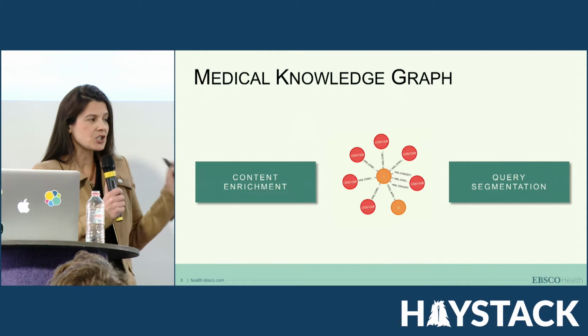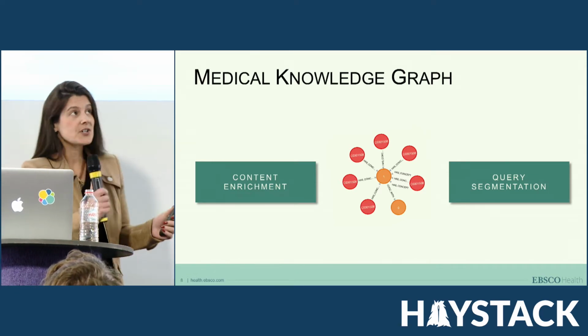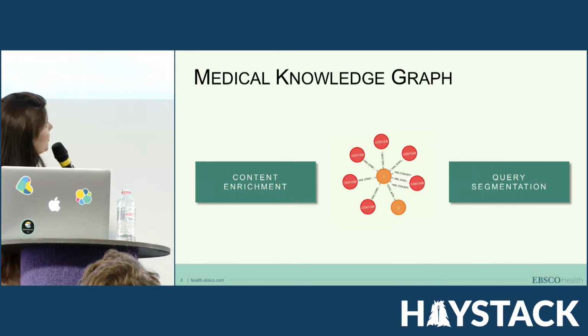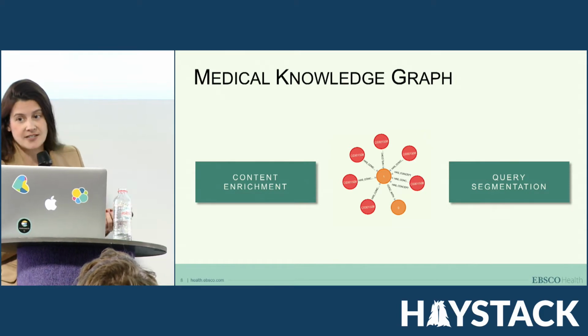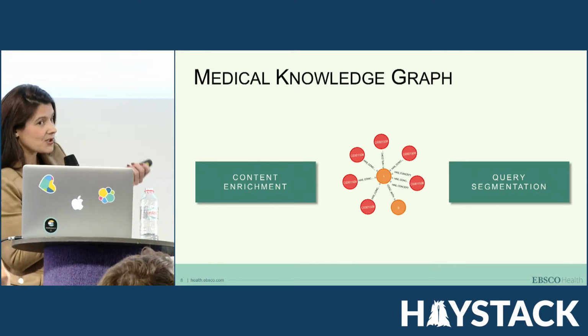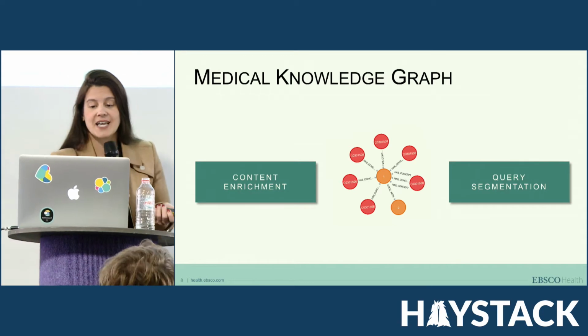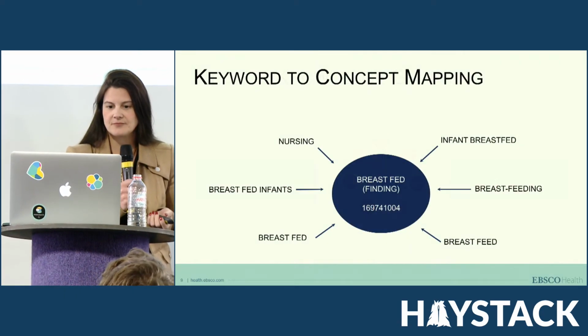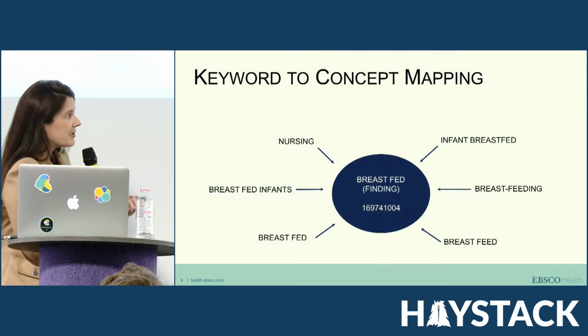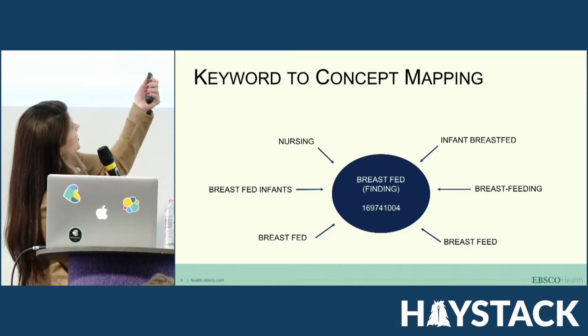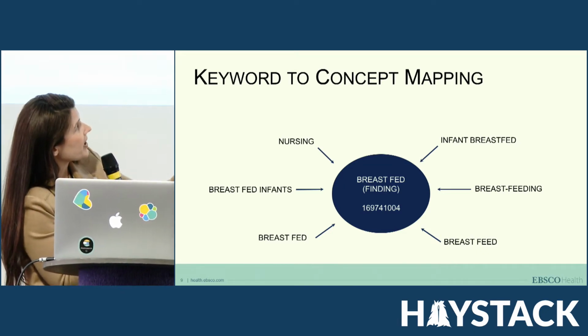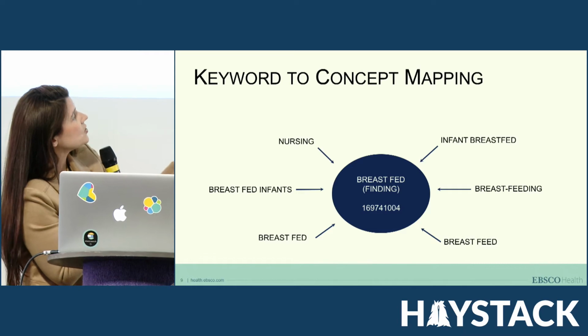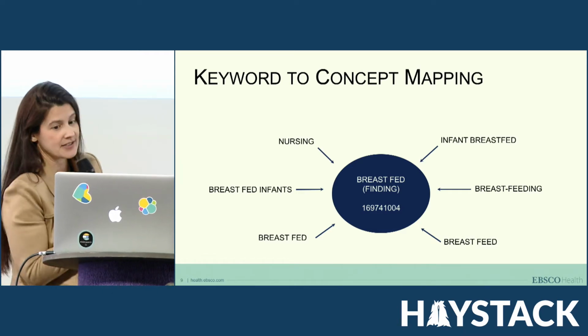So we use this knowledge graph in two ways. First, in our offline process, we use it to enrich our content. We also use it to perform query segmentation. So ultimately, the goal here is whether someone searches for nursing or infant breastfed, we ultimately want to identify that as a singular concept.